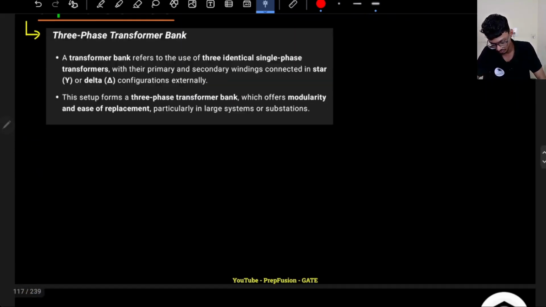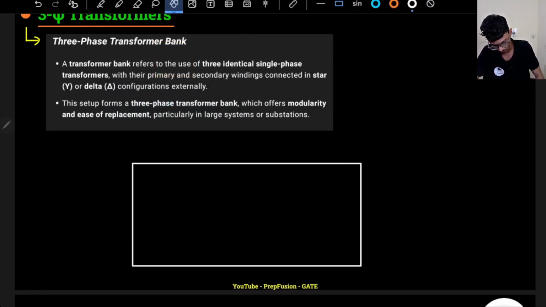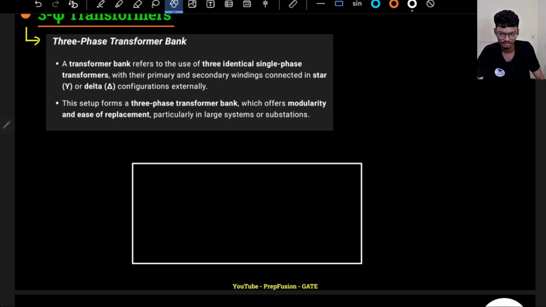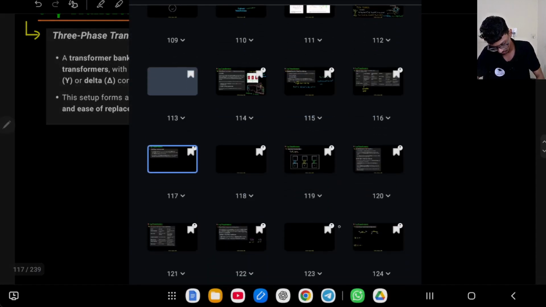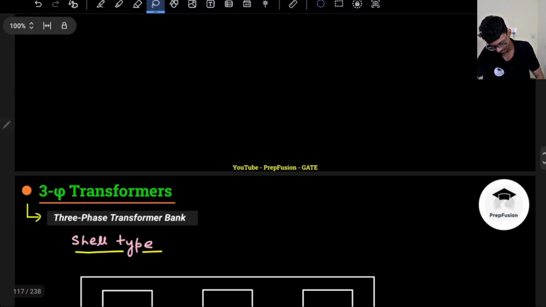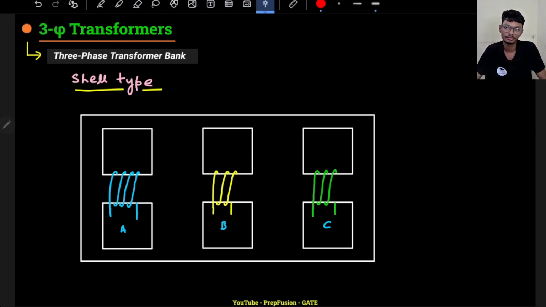So basically we have this core over here, which is known as the shell type transformer. We will discuss that. It is a transformer bank shell type transformer, because there are simply three legs here, that's it. Now what is the problem here? The problem will be that the flux distribution will not be the same.